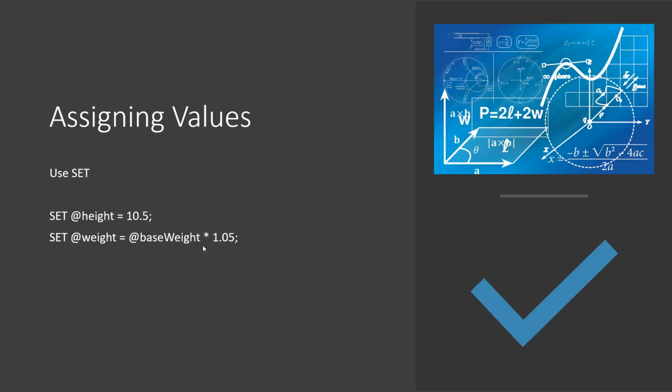To assign a value to a variable, you can do that in the declare statement, or you can also use the set command. If I had a variable called height and I wanted to set it to a value of 10.5, I could say set @height equal 10.5, or I could even use an expression, like I want to set @weight to a base weight and then multiply it by a value of like 1.05. So here I have an instance where I'm setting my height to a literal value, and then in another case I am setting my variable to an expression.